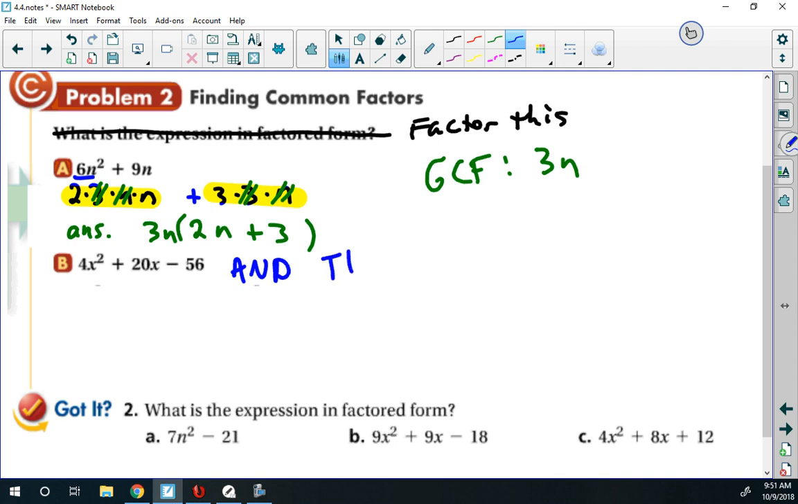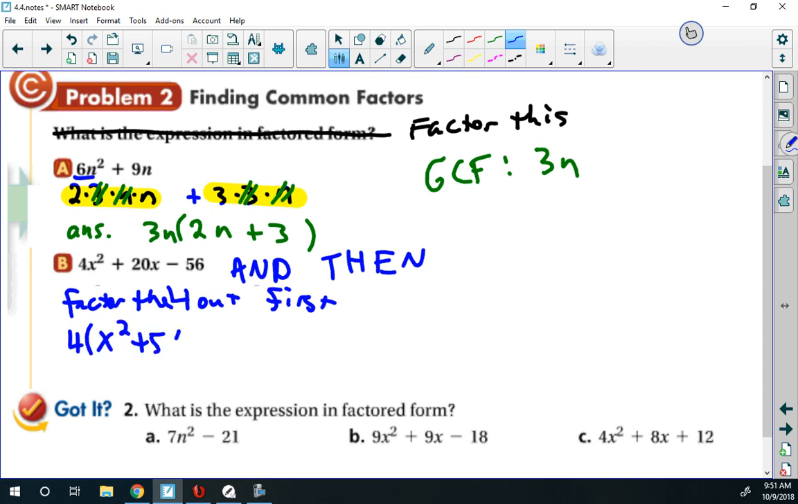Number 5 has an and then. Don't ever forget about the and then. There's always something else you could do. This one, we're going to factor out a 4 first. So when we factor a 4 out, it's going to be 4 times x squared plus 5x minus 14, right?